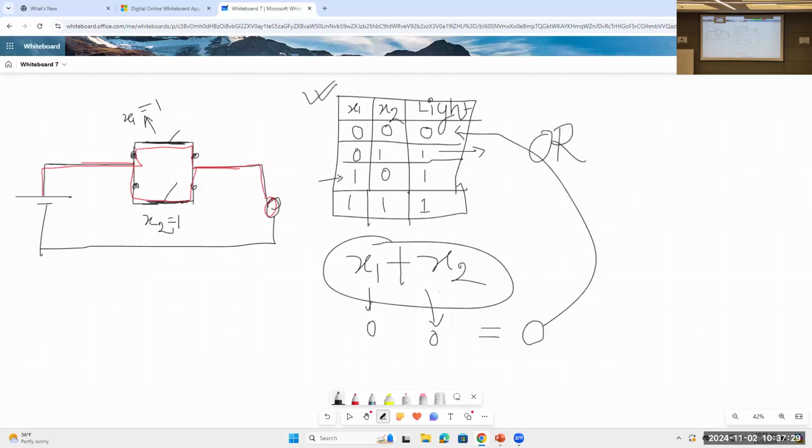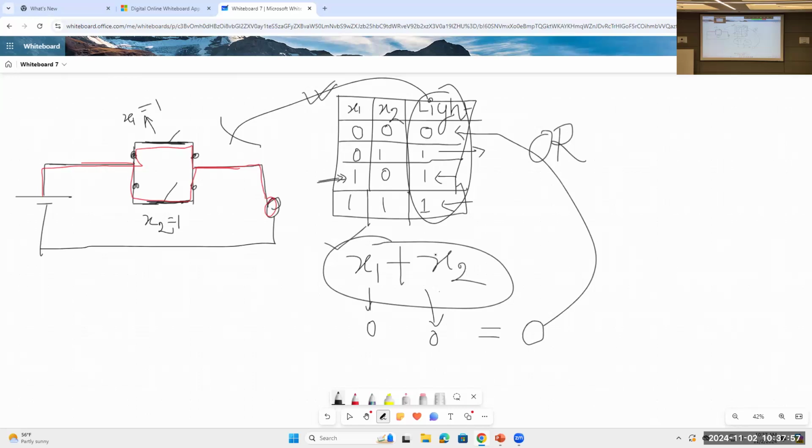Then let's move to the third combination. What is 1 plus 0? It's 1. So this is also matching with the circuit output. And what is 1 plus 1? This is the weird combination. It's 1. So this is also reflecting here. So now you believe that this truth table or the circuit is representing simply x1 plus x2.